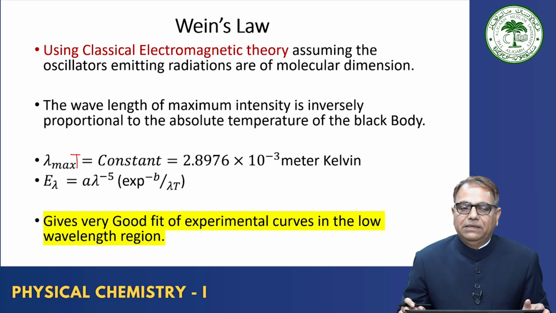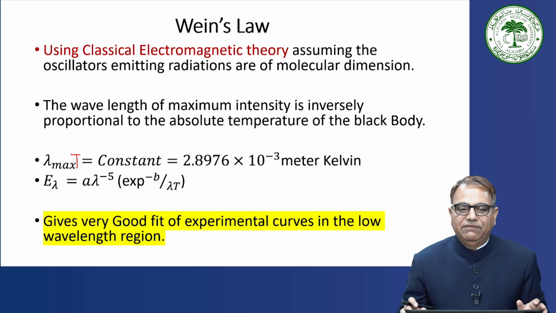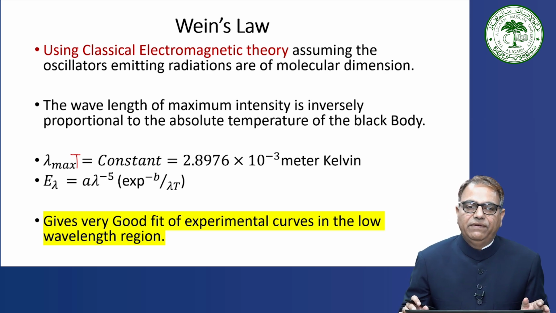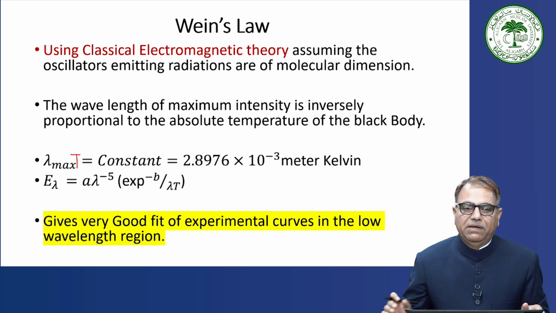But this Wien's law was capable of giving you a very good fit to the experimental curve in the low wavelength region. In the high wavelength region it failed, but in the low wavelength region it gave a good fit. So one part of the curve was explained by Wien's law, but the other part of the curve could not be explained.